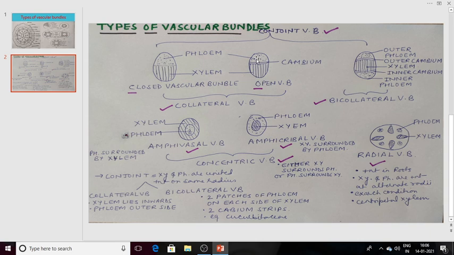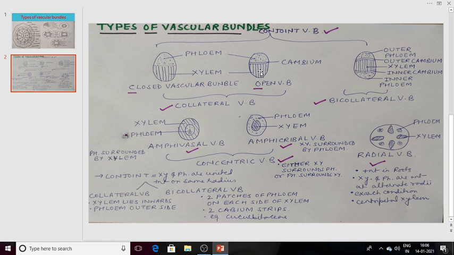Here you can see the upper tissue, which is known as phloem, and the lower tissue, which is shown by a shaded portion, and these two tissues are separated by the presence of a cambium. If the condition is like this, then it is known as the open vascular bundle. So we can compare the closed and the open vascular bundle by the presence of this cambium strip. This is the only difference between the open and the closed vascular bundle.